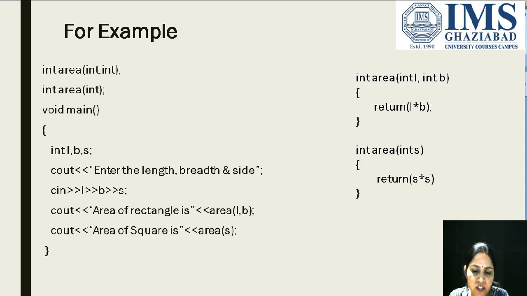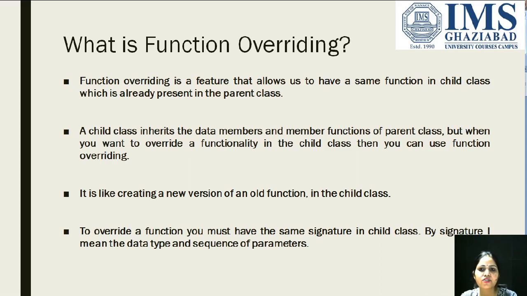Now let us come to the definition of these two functions: int area int L comma int b, return L into b; int area int S, return S into S. Now here when area L comma b is called, the compiler would check that this particular definition is for which function, or for this particular call which definition I have to execute. So it would find that it has two parameters, both of integer type, so the first definition would be executed, and in the second case the second definition would be executed. This is function overloading.